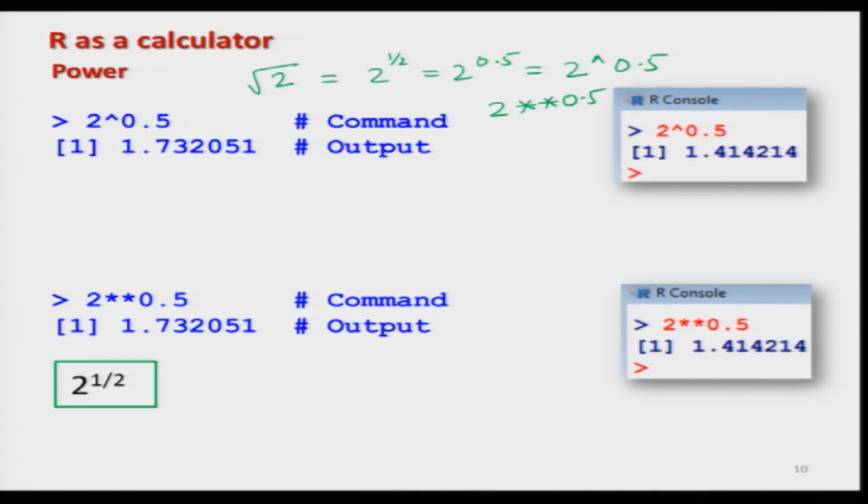Right. So both these things are possible. This is how you can find out the square root of 2. This is 1.73, or 2 double star 0.5 will also give you the value of square root of 2. That is not difficult, I know it.